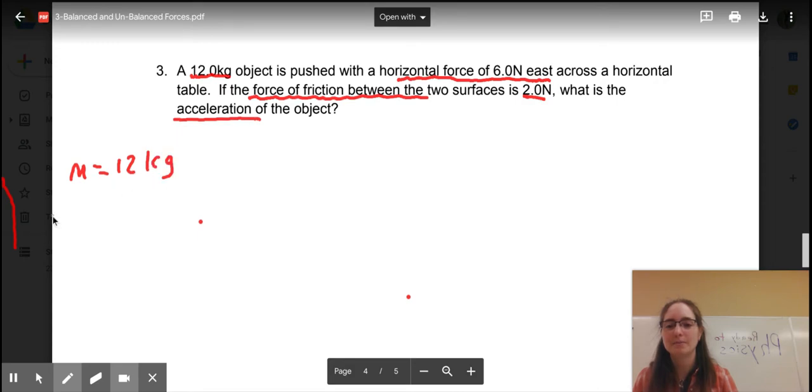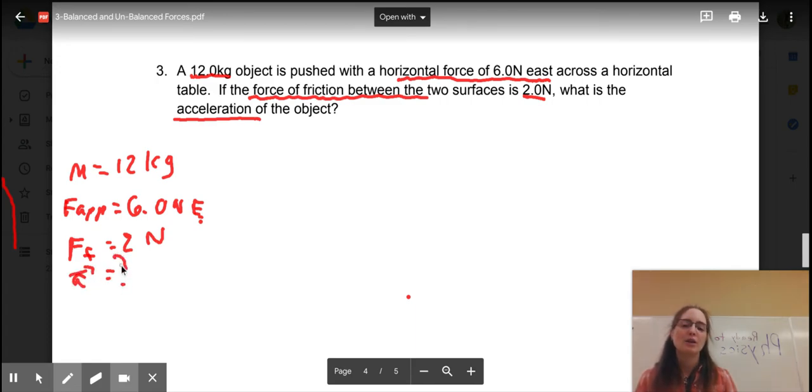Mass of 12 kilograms. Now, when we say pushed with a horizontal force, that, ladies and gentlemen, is our force applied of 6.0 newtons, and it is going to be going east, okay? And we also have a force of friction of 2 newtons, and we've been asked to calculate the acceleration of that object. So let's think for a moment about our free body diagram.